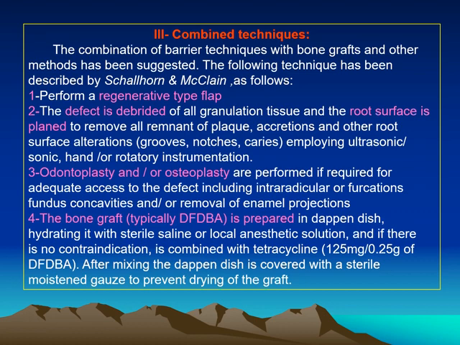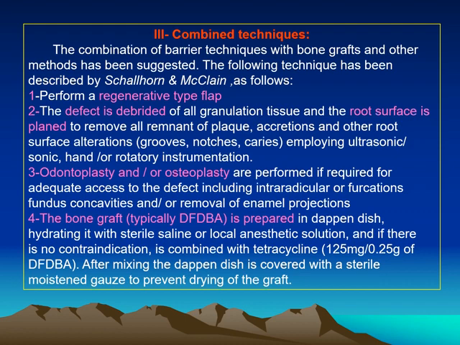Regarding the combined techniques for regeneration, the combination of barrier techniques with bone grafts and other methods has been suggested. The following technique has been described by Schallhorn and McClain as follows. First of all, perform a regenerative type of flap. Then the defect is debrided of all granulation tissue and the root surface is planed to remove all remnants of plaque, accretion, and other root surface alterations such as grooves, notches, caries, employing ultrasonic, hand or rotative instrumentation.